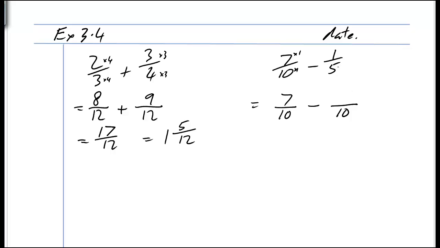7 ones are 7. What do you got to multiply 5 by to give you 10? You've got to multiply it by 2, so multiply the top number by 2. 1 times 2 is 2. So 7 take 2 is 5 over 10. 5 over 10 is 1/2. Okay, so there's the answer. Now what I want you to have a go at is just do number one of exercise 3.4. That's on page 137. Once you've done number one, then watch some more of the podcast.